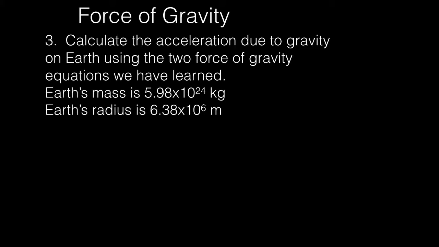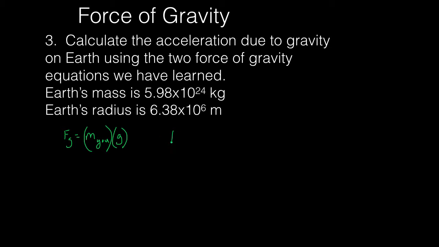Okay, on this final example problem that we'll go through, number 3, it says calculate the acceleration due to gravity on Earth using the two force of gravity equations that we've learned so far. Let me write down the two force of gravity equations we've learned. The first one, that we've spent most of the year learning with our free body diagrams, is that the force of gravity is equal to the mass of you times the acceleration due to gravity, which is just g. Force of gravity is equal to mg.